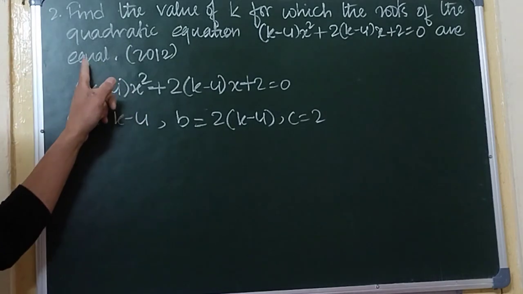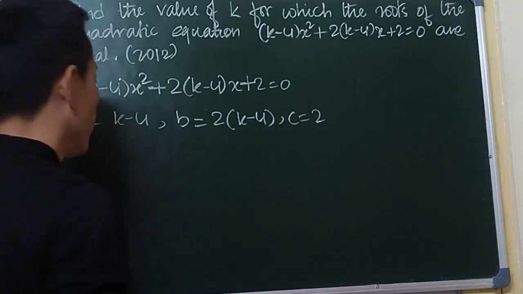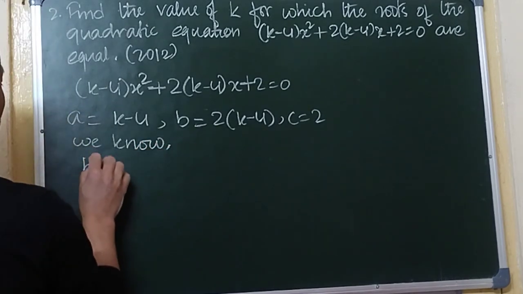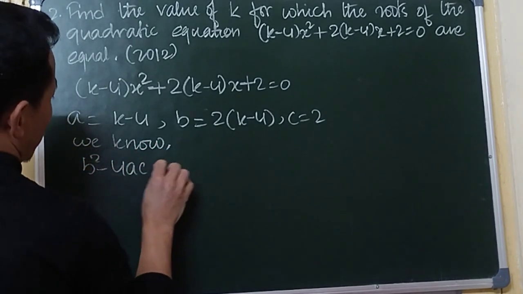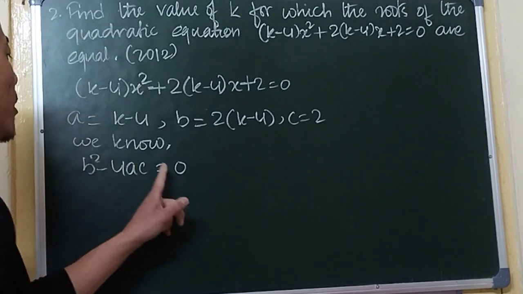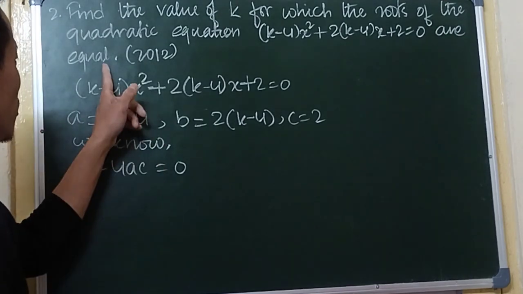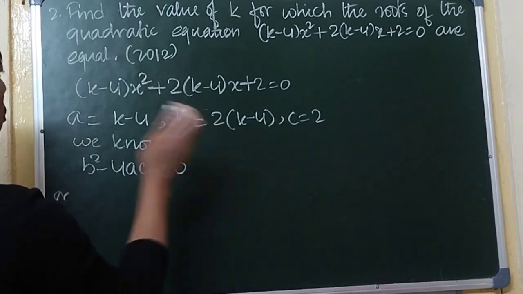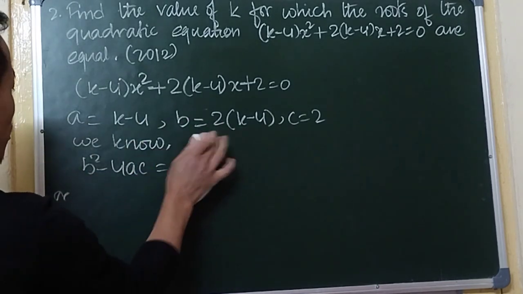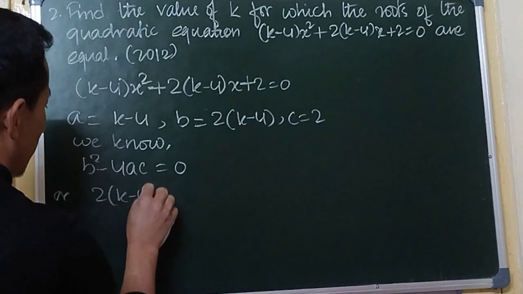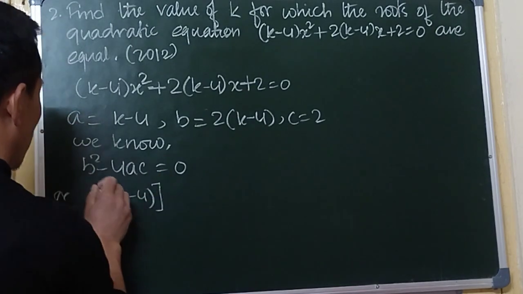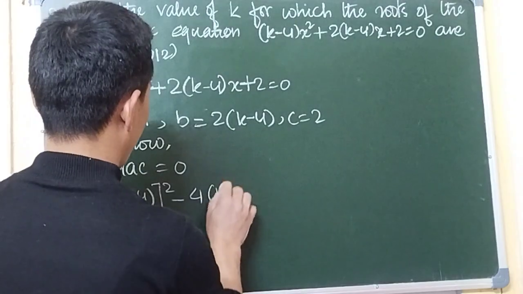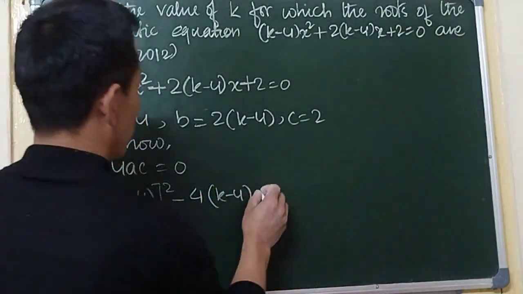Now since the question says that the roots are equal, we know b square minus 4ac will be equal to 0. We will directly take this equals to 0 because we know roots are equal. After that you just have to put the values and solve. That's it. So b here is twice of k minus 4, this whole square, minus 4, a is k minus 4 and c is our 2.